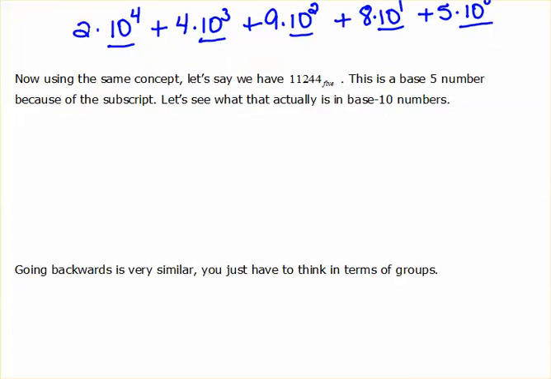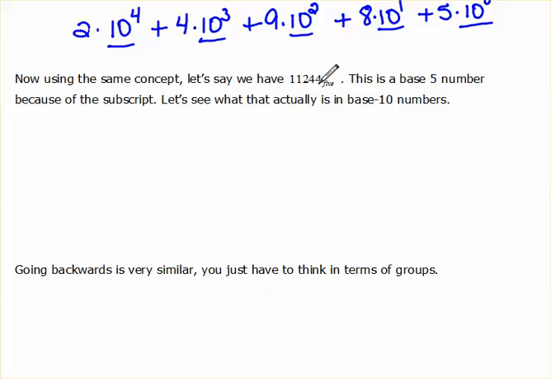So let's say that we have a number 11244 base 5. Now that's the way we read that, but we don't say it's 11,244 because it's not base 10. It's 11244 base 5. So this is a base 5 number because of the subscript. So let's see what it would actually be in our numbers.